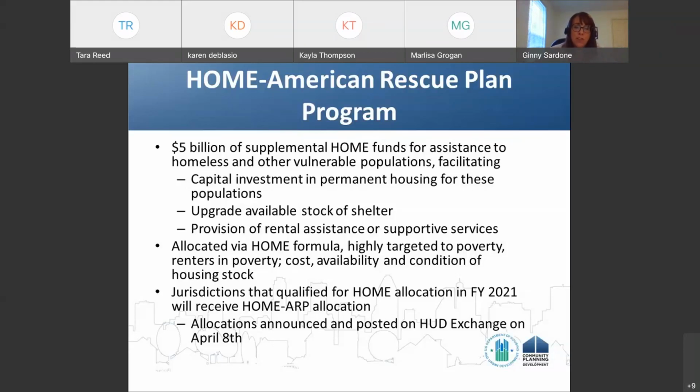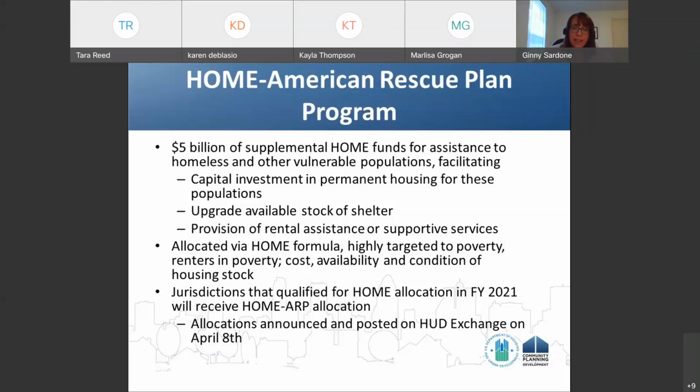So the HOME-ARP funds are intended to provide capital investment in permanent housing for the qualifying populations under the program, and upgrade the available stock of shelter. Also the provision of rental assistance or supportive services. The funds, because these were appropriated under the HOME program banner, will be allocated to the 651 participating jurisdictions. Those are states and local governments that qualify for HOME allocations, using the regular HOME formula, which is highly targeted to poverty and housing conditions.